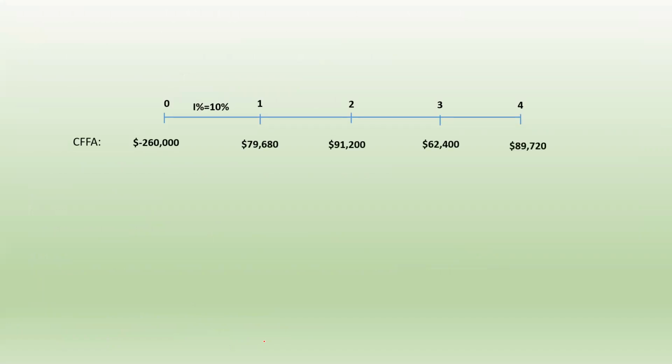So then we can draw this timeline. The cash flow from year 1 to year 4 is what we calculated from previous slides. For t equal to 0 it is negative 260,000. And the discount rate is the weighted average cost of capital given at the first page of this problem, which is 10%.